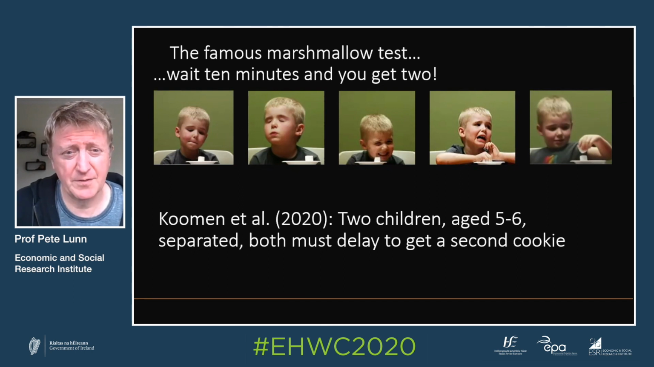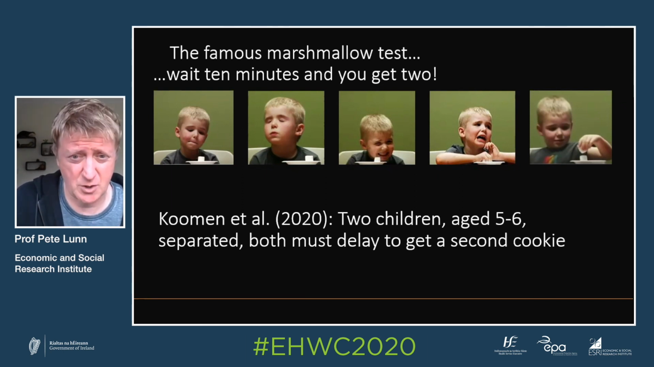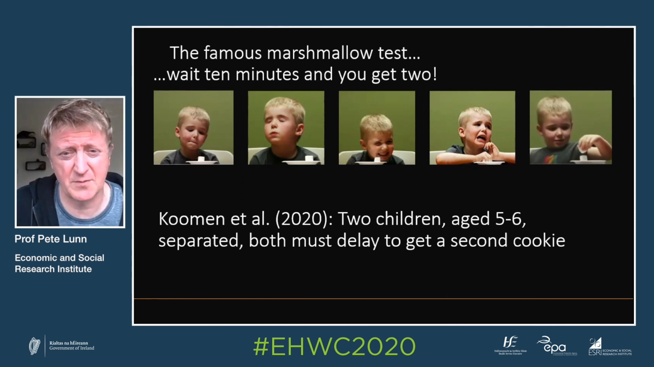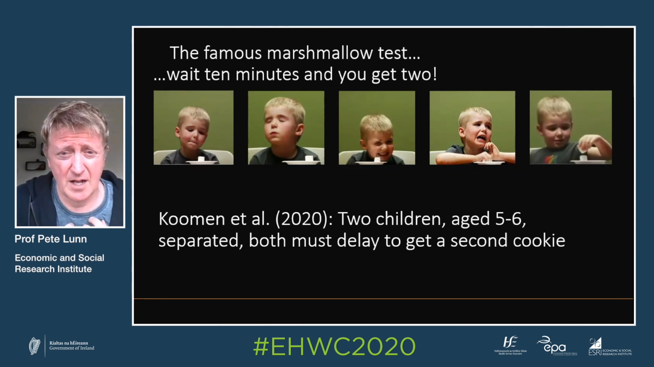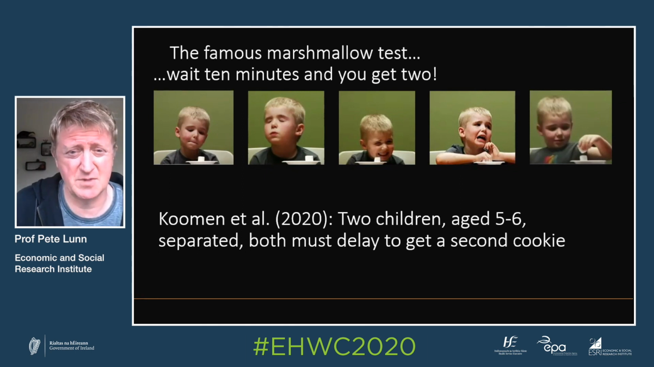But they were told that, and in this case, actually it wasn't marshmallows, it was cookies, that they would only get the second cookie if both of them delayed gratification and didn't eat the cookie that was in front of them. So compared with a situation where there's just one child, actually their chance of getting the second cookie is lower, because not only have they got to not eat the cookie that's in front of them, they've got to rely on the other child also doing the same and resisting temptation and not eating the cookie.